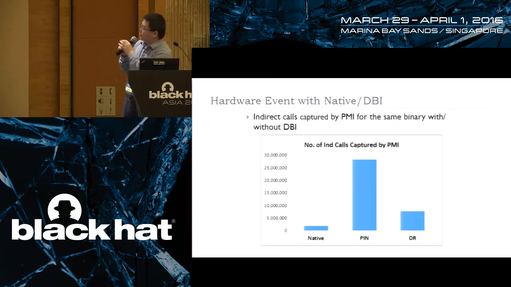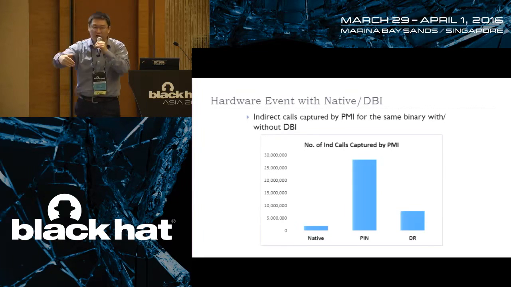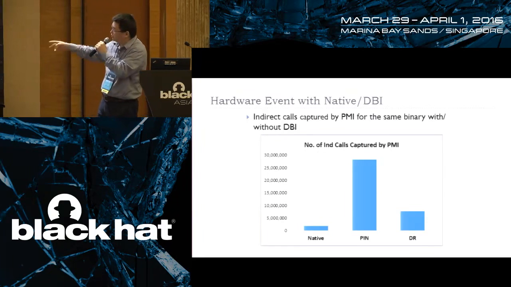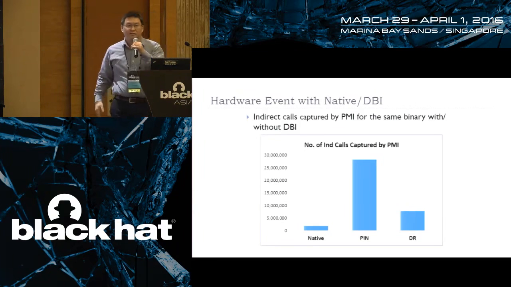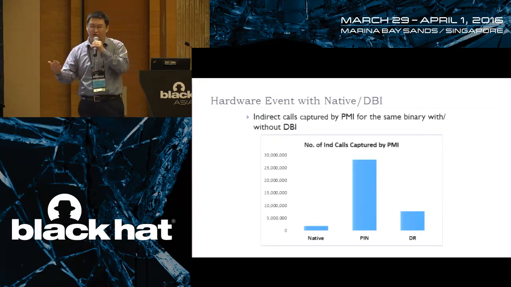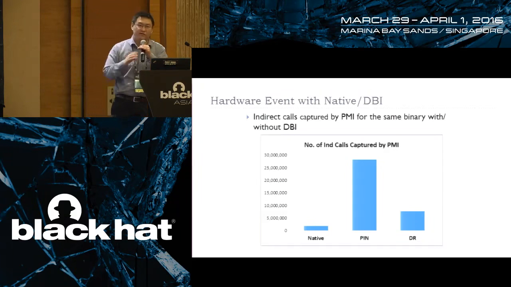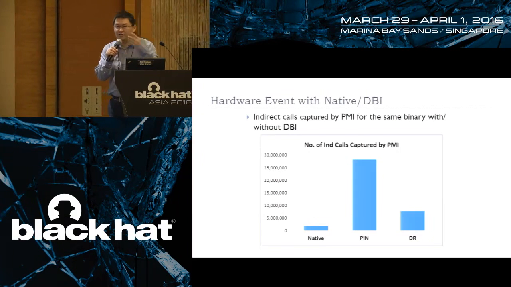So here, for example, we use the utility to collect the data. First, if the code runs in native mode without DBI, we collect a bunch of events. But for the same code, if you use DBI to instrument, with Pin and DynamoRIO, you see the indirect calls caught from the PMI are totally different. Because the DBI part has to inject a bunch of instructions to implement the instrumentation function, right? They have to do that, on top of the actual code. So that's a way we can collect this kind of data.